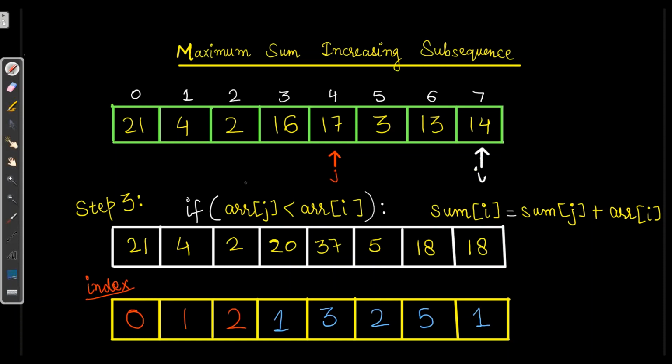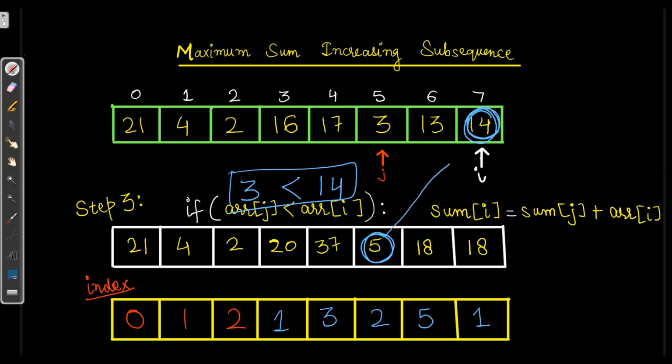Here we have 17 in j's place and 14 in i's place. Is 14 greater than 17? No. So j will be iterated further. Here in j's place the value is 3, whereas i's place is 14. So 14 is greater than 3. So I'll take the value of 5 and 14. 5 plus 14 is 19.